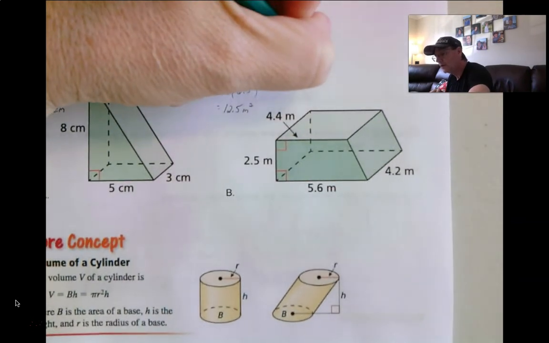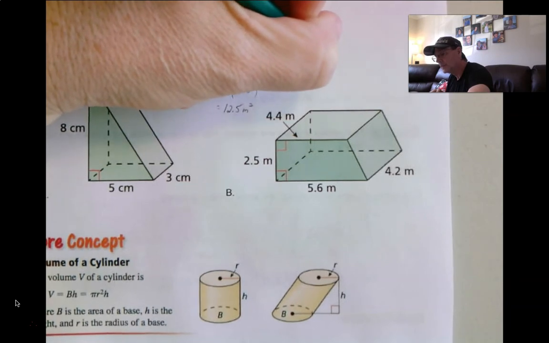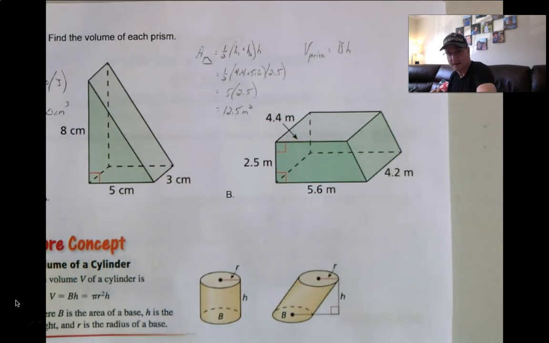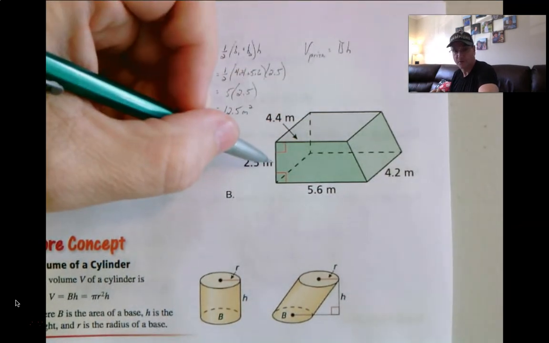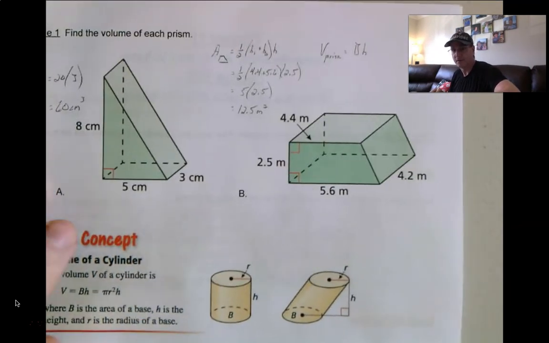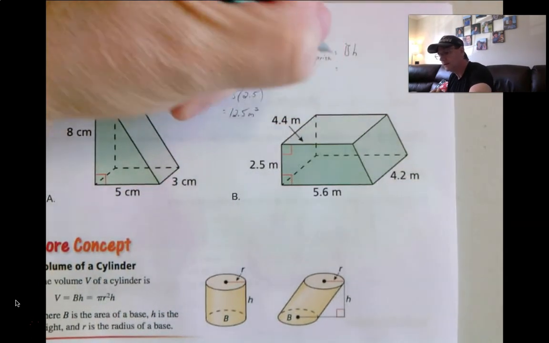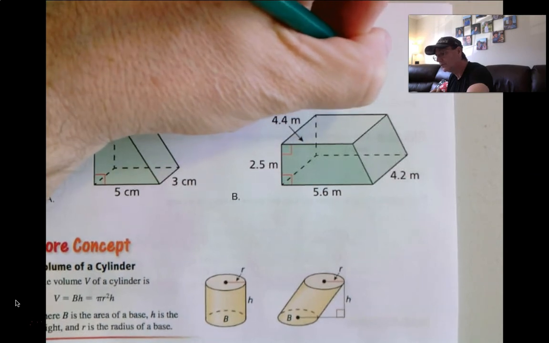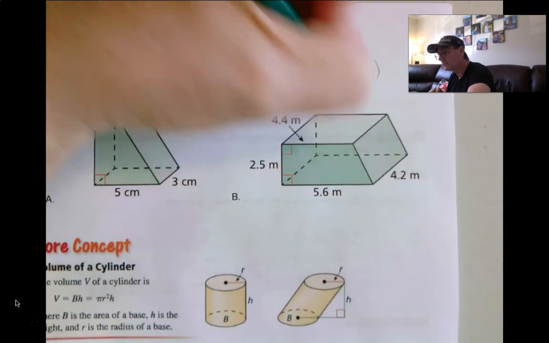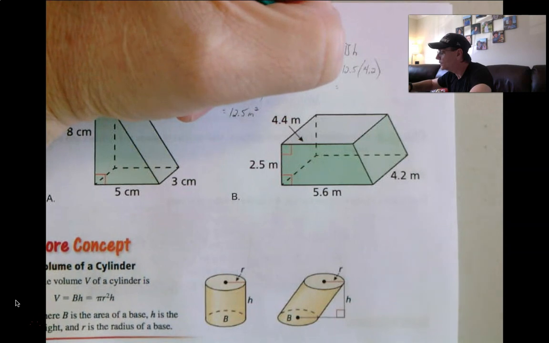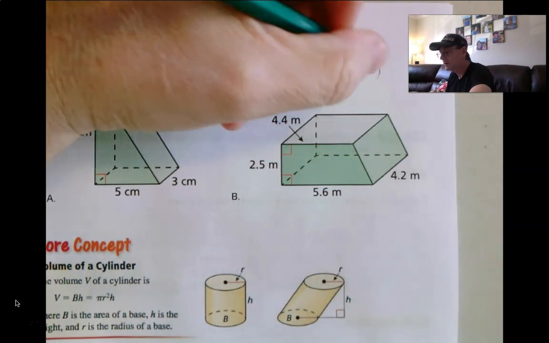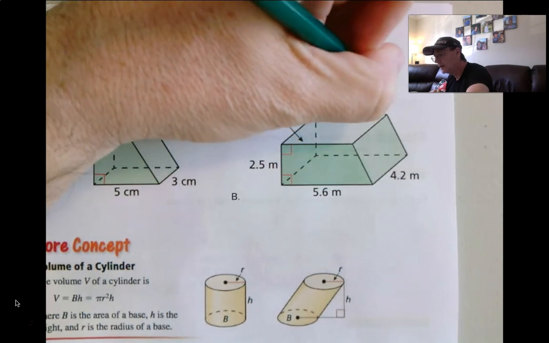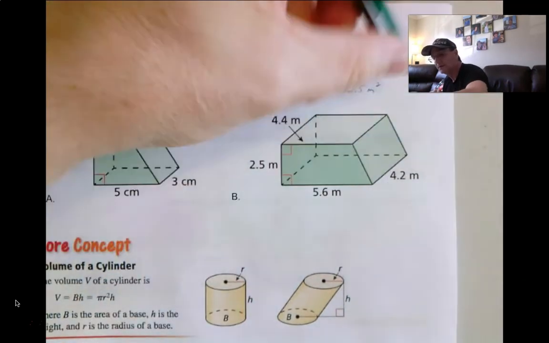Volume of the prism. Area of the base times the height of the prism, not the height of the trapezoid or the height of the triangle over here. Height of the prism equal to 12.5 times 4.2 gives us 52.5 meters cubed. Sorry.